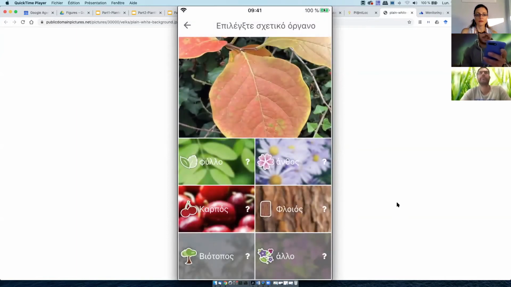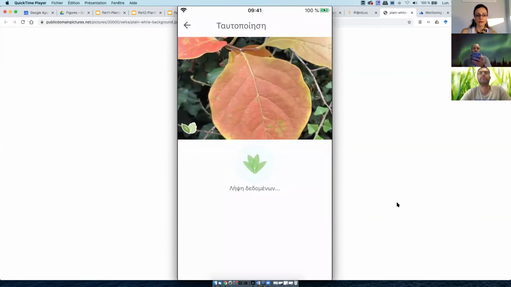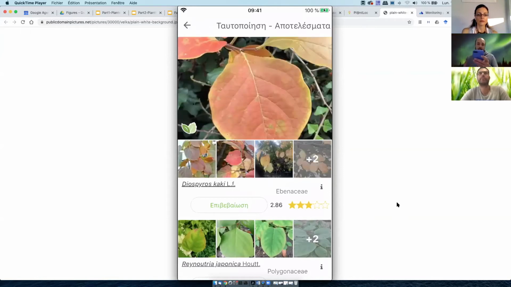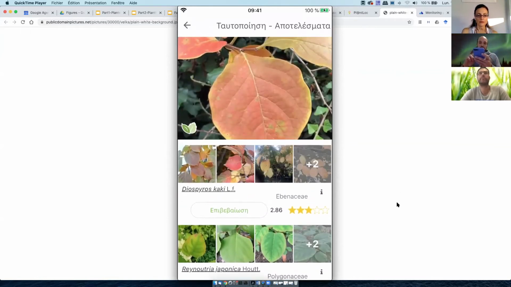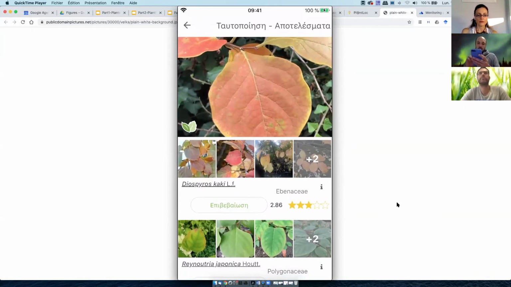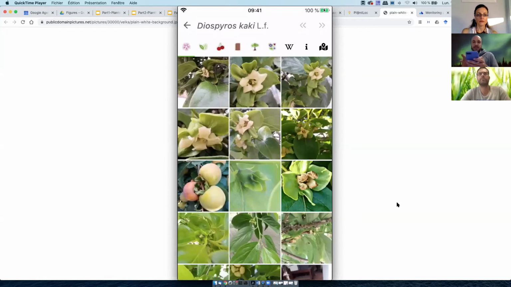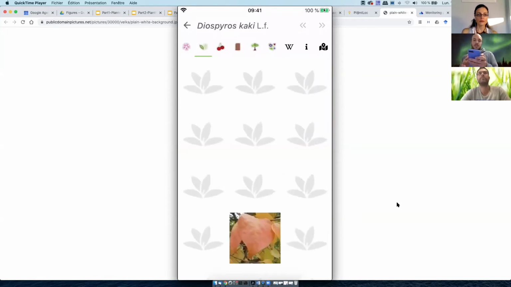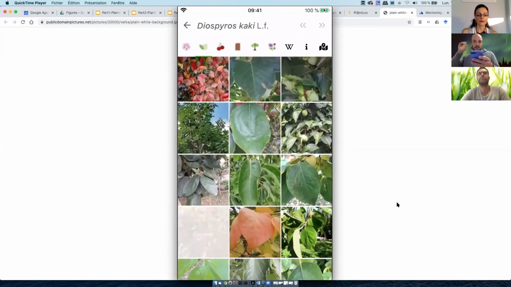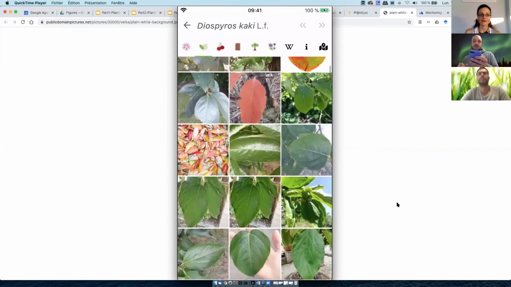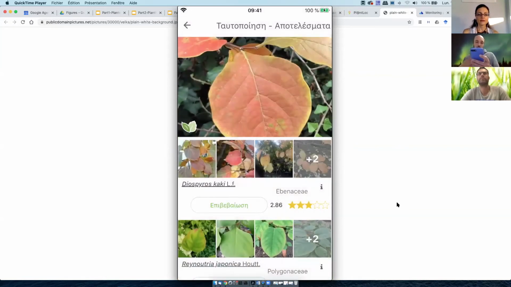I mention that it's a leaf, and I send the identification request. And I obtain here again, as in the example of Alexis, a list of the most probable species names. The first one is the correct one. Then I can go and explore all the images of that species that we have, here for the flower, and here for the leaf. As you can see, we already have a green and an autumnal leaf of that species. And if I'm sure about the species name, I can share it.